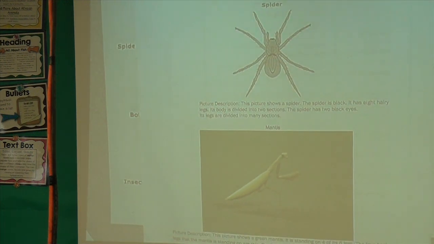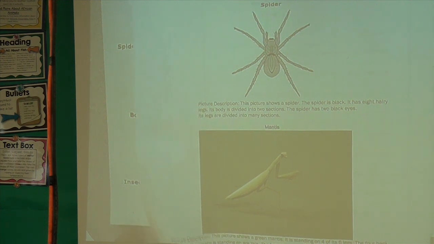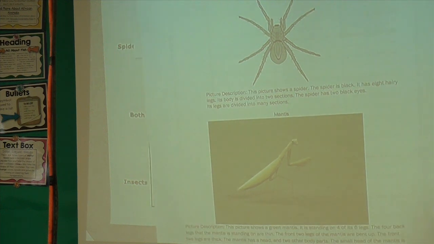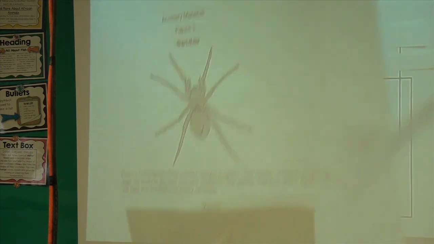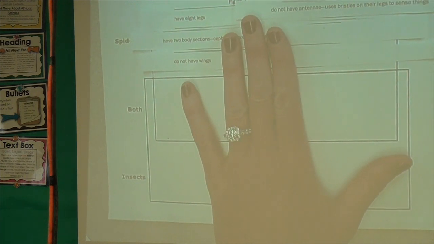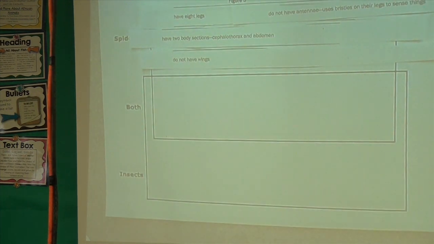What else? Rachel, what do you know? They don't have antenna. They what? Antenna. Is that true? Do you agree? Do they not have antenna? Yes, they do not have antenna. It says right here they don't have antenna, but what do they have? What does it say on our list? What do they do, Sarah?